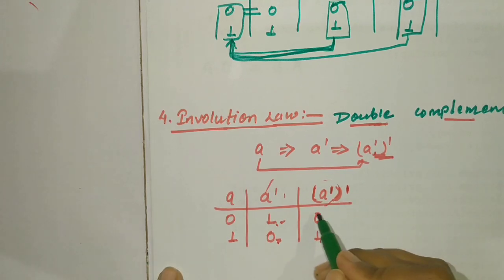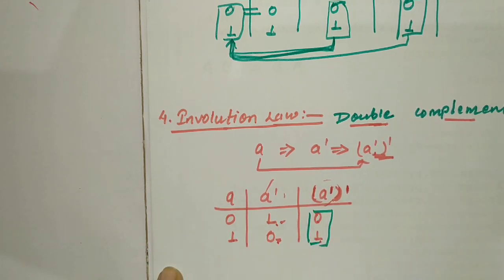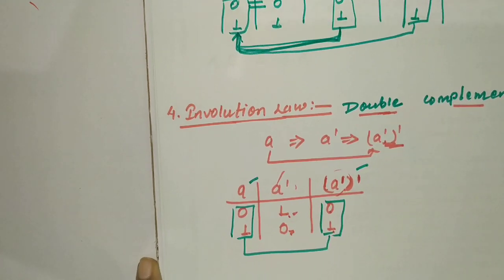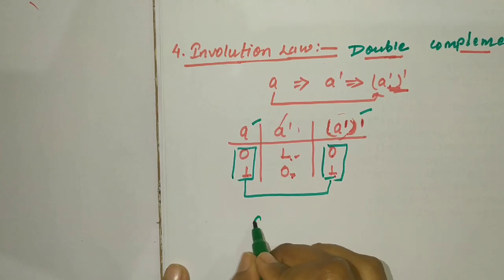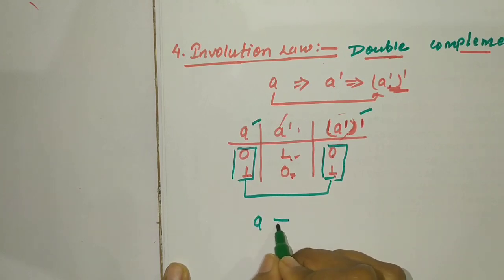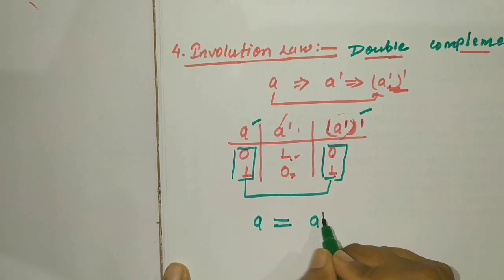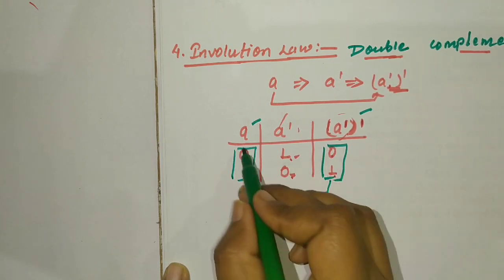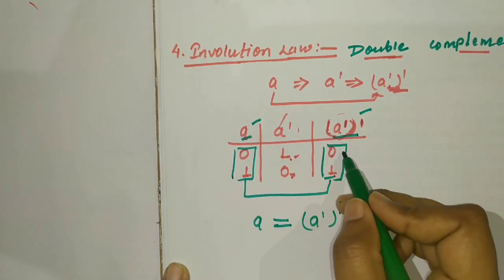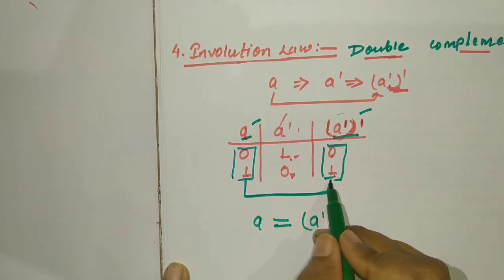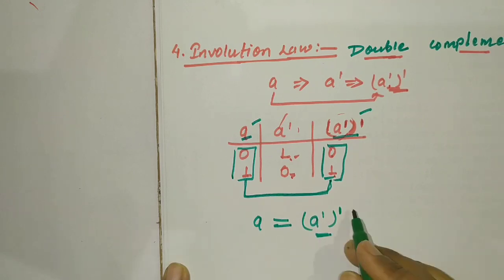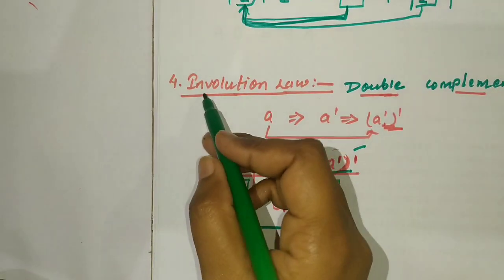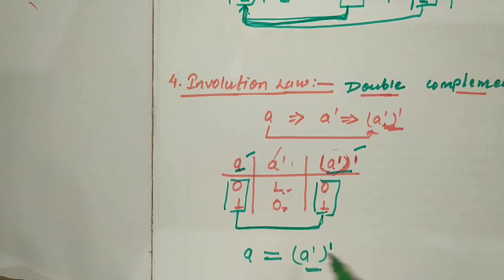Let's check. This answer is the same as the input value. That means A is equal to A dash whole dash, because the results are the same. This is the involution law, the fourth one of Boolean algebra.